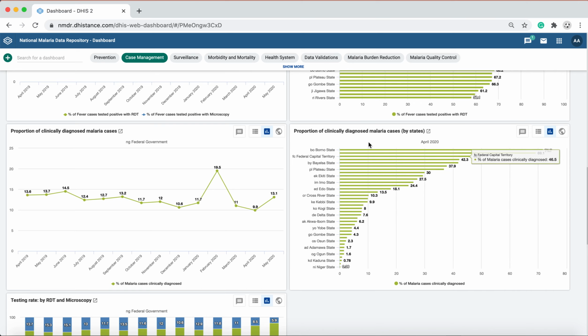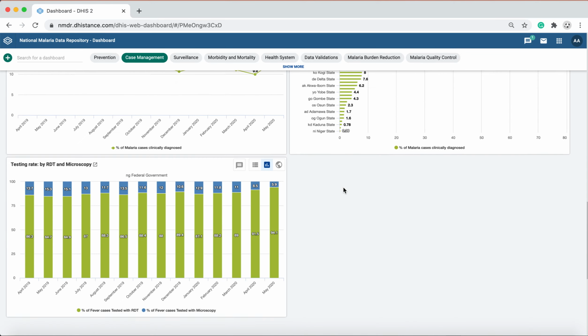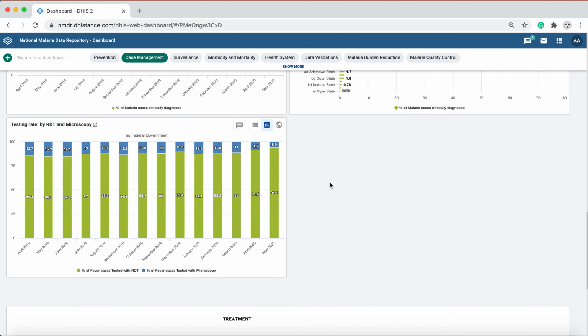So Borno State, you can see, then the next state is Enugu, FCT, and it is that they don't have RDT to use for testing for malaria. And yes, most of the states topping the chart here are states that don't have partner support, and there is perhaps something that has to do with stock out of RDTs in those states. So you can now understand and make a decision quickly if there is a need for you to do a follow-up.